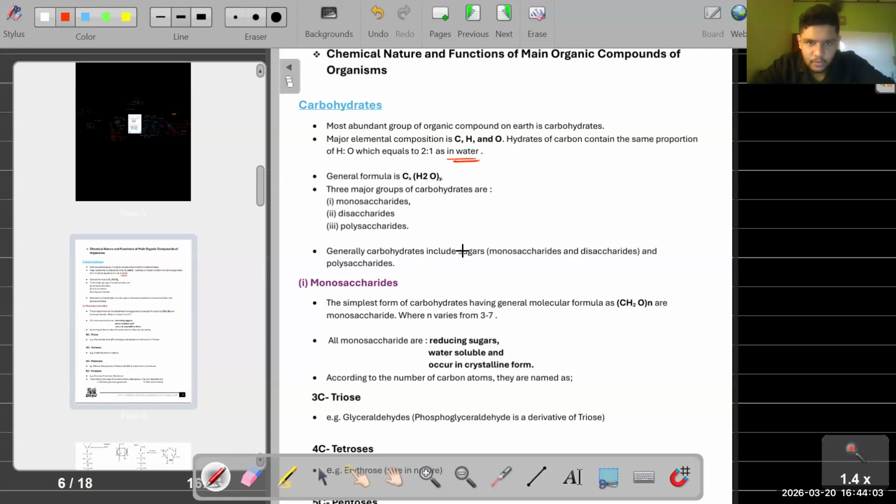Generally, carbohydrates include sugars: monosaccharides and disaccharides. Now, this is the important statement. Here, it includes sugars, and they have mentioned two, and they have separately mentioned polysaccharides, which means monosaccharides and disaccharides are sugars. Polysaccharide is not a sugar. Polysaccharide is not a sugar. So just go through these 5 points, and let me know if you have any doubts. Do you have any doubts?